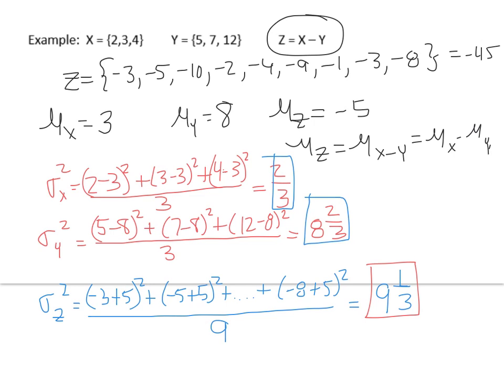All right, so here it is. Here's all the work done out. I'm dividing through by 9 due to the 9 elements that are equally likely. And lo and behold, I get that the variance of z is 9 1/3.